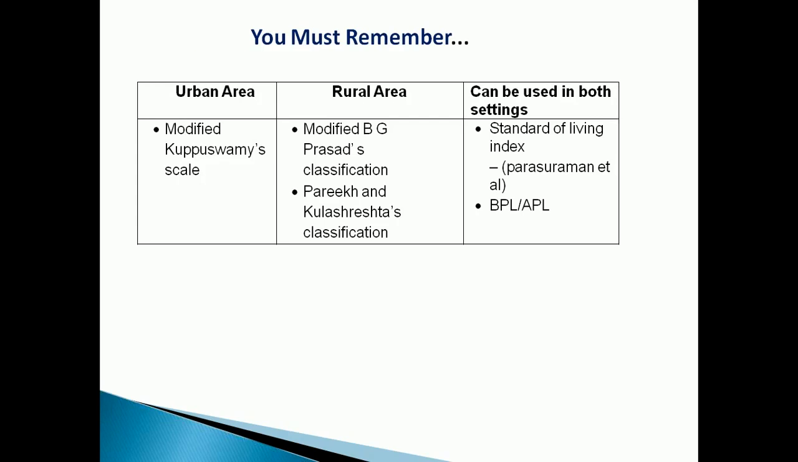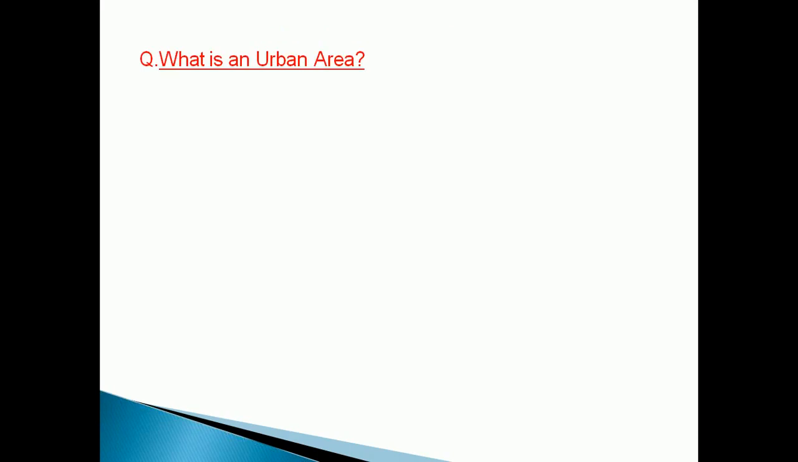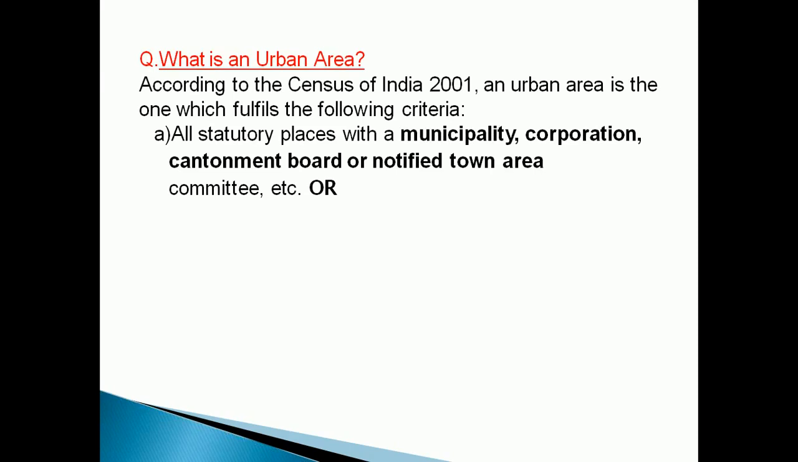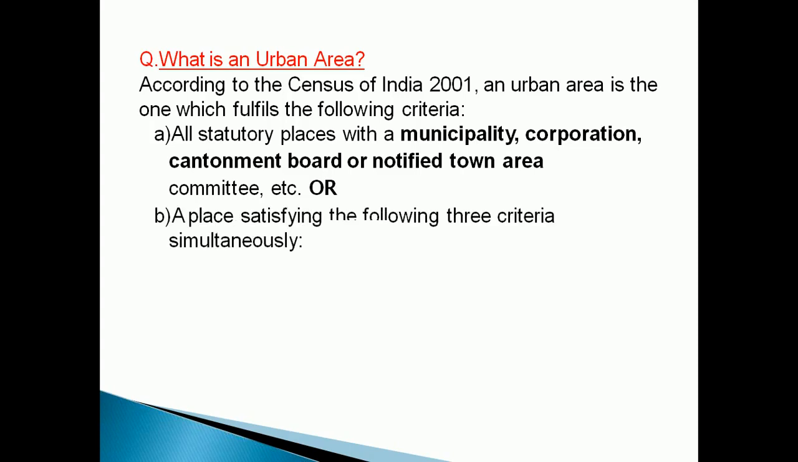So as you all know, there is an urban area. What is a rural area? What is an urban area? Which area is called an urban area? According to the census of 2001, an urban area is one which fulfills the following criteria. All the statutory places. What do we mean by statutory places? It may be a municipality or corporation, cantonment board or notified town area, all belong to urban area.